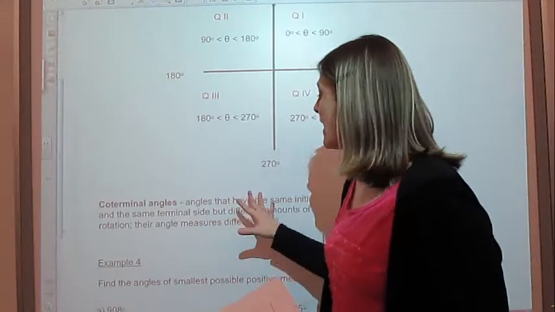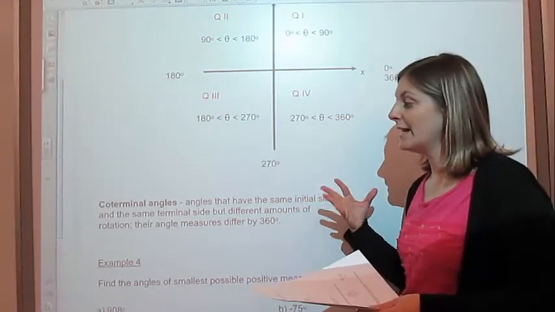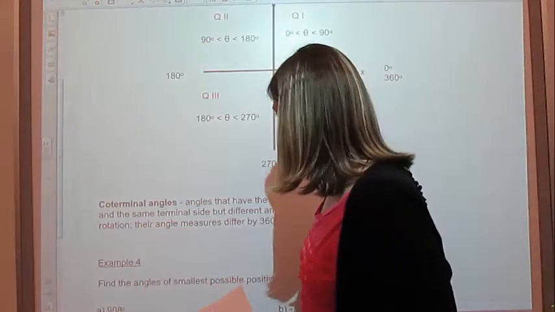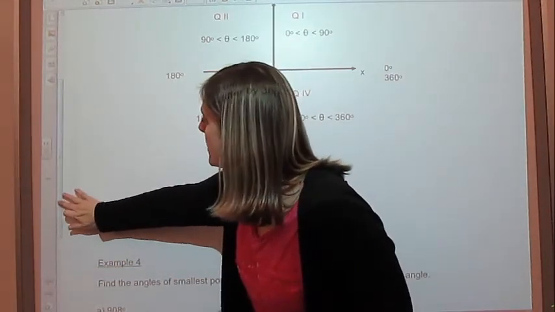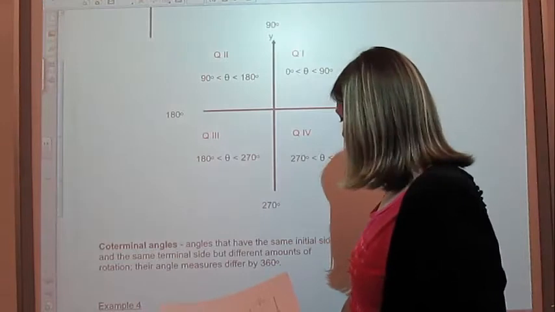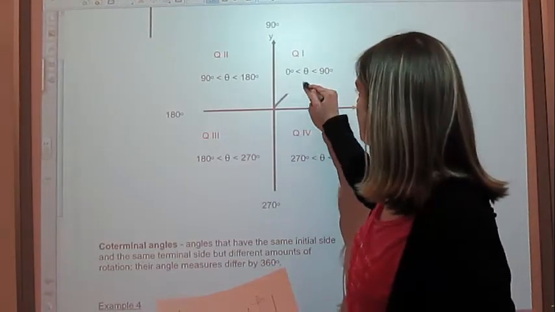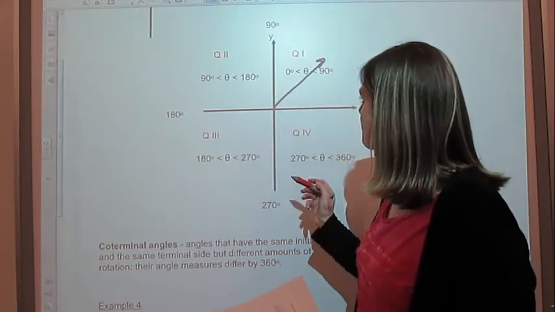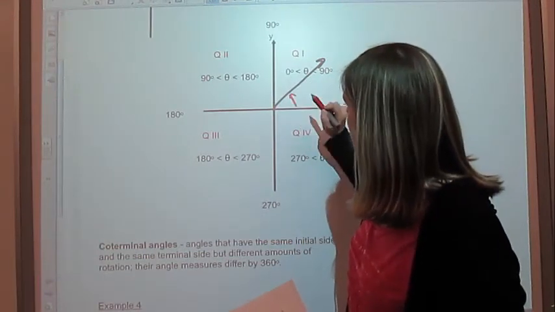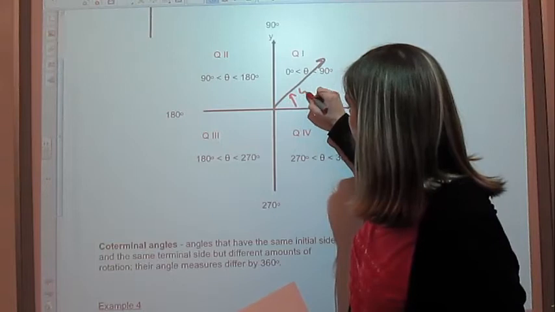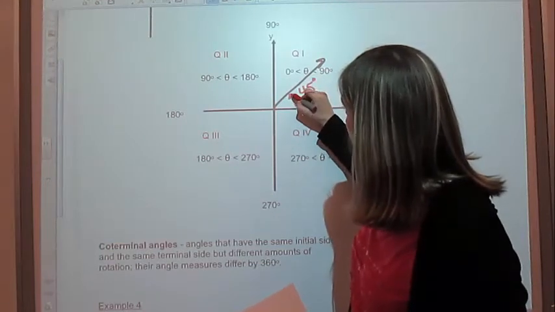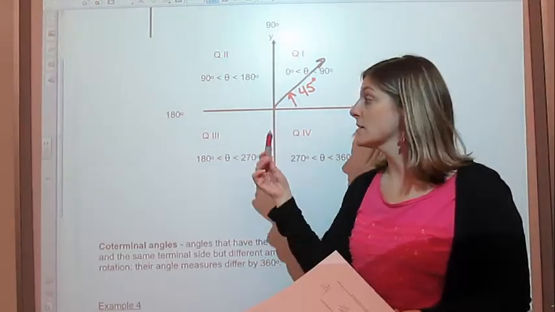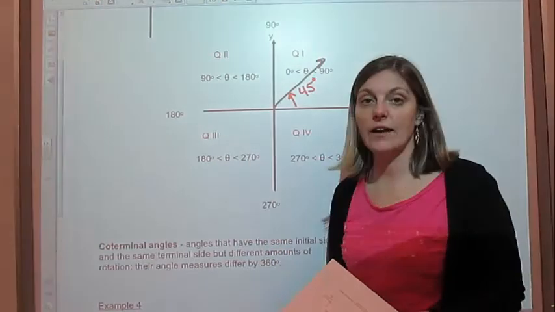Coterminal angles are angles that have the same initial side and the same terminal side, but they have different measures. For example, if you have a ray coming off here, and we'll say this is 45 degrees. Okay, so there's an angle. Its initial side is the x-axis. Its terminal side is at 45 degrees.